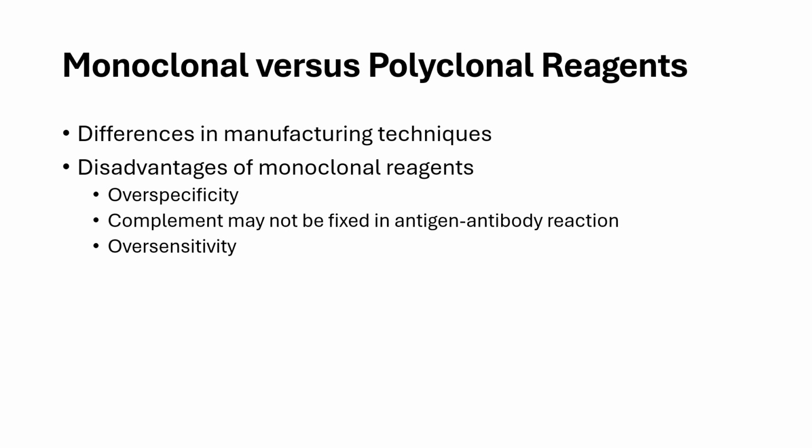One antigen can have a number of different epitopes, and polyclonal reagents are directed against multiple epitopes found on the original antigen, which was used to stimulate antibody production. Monoclonal reagents are directed against specific epitopes.